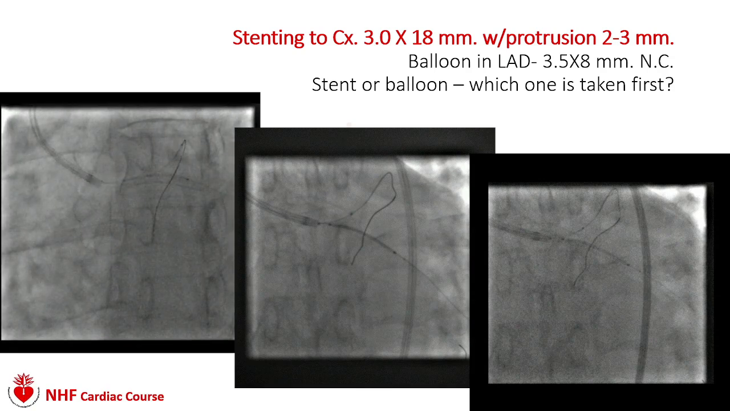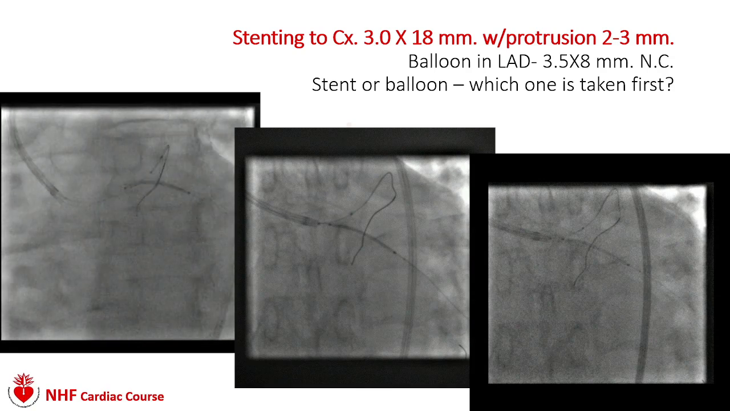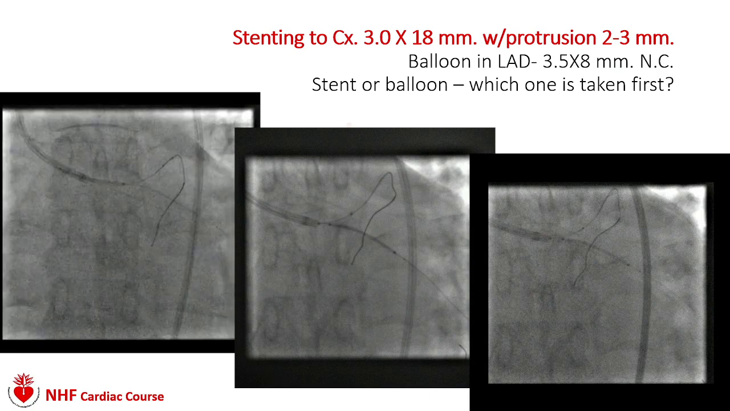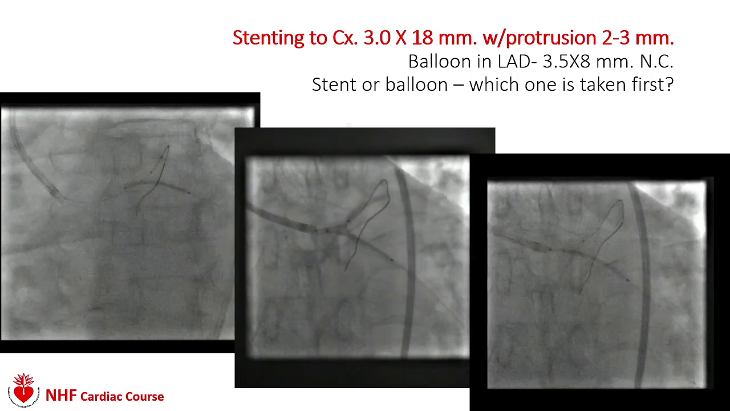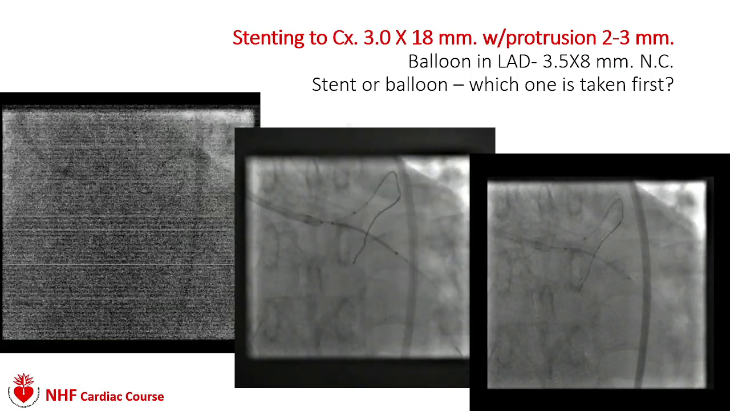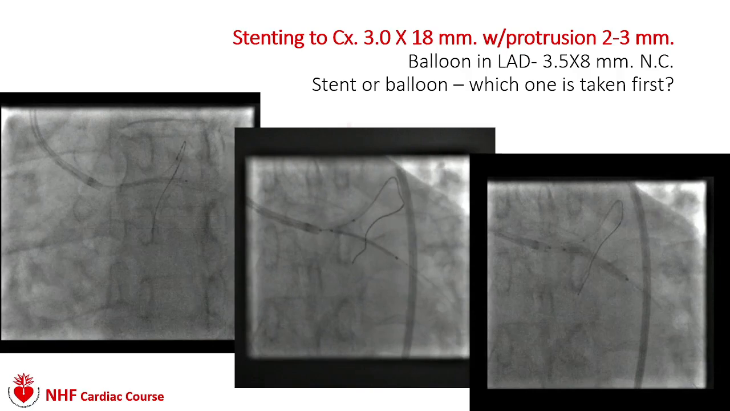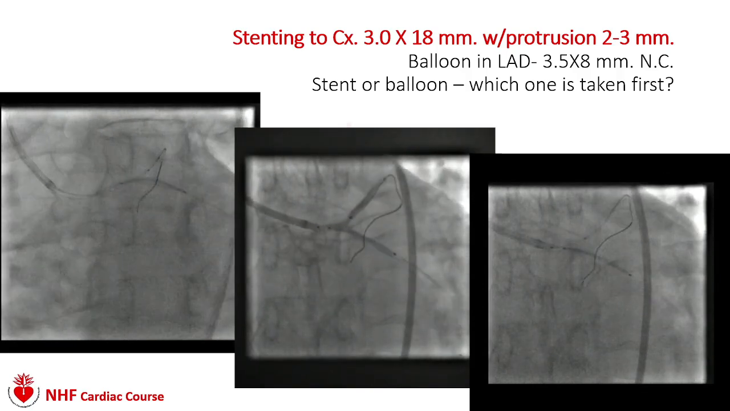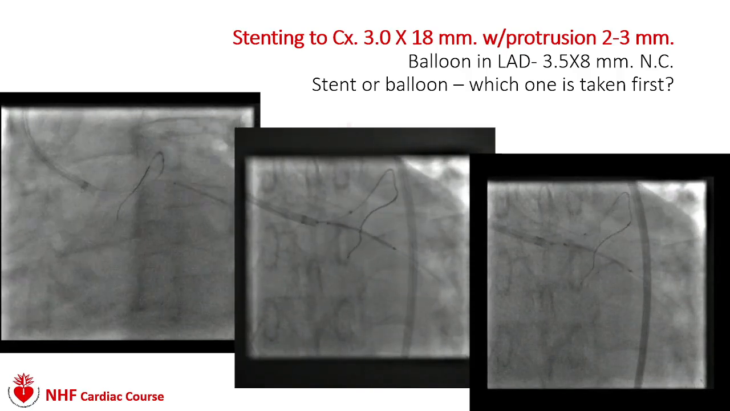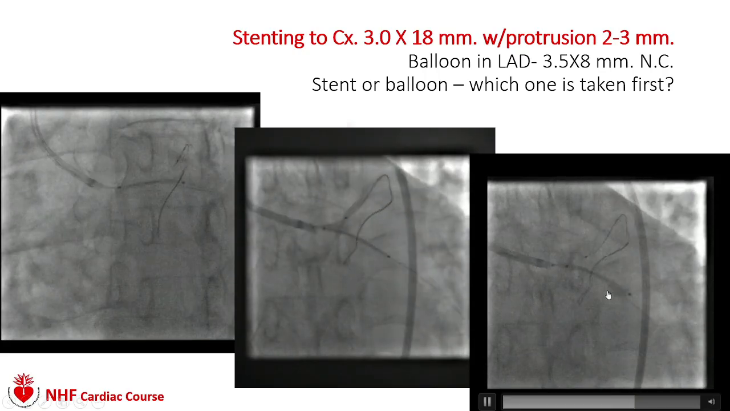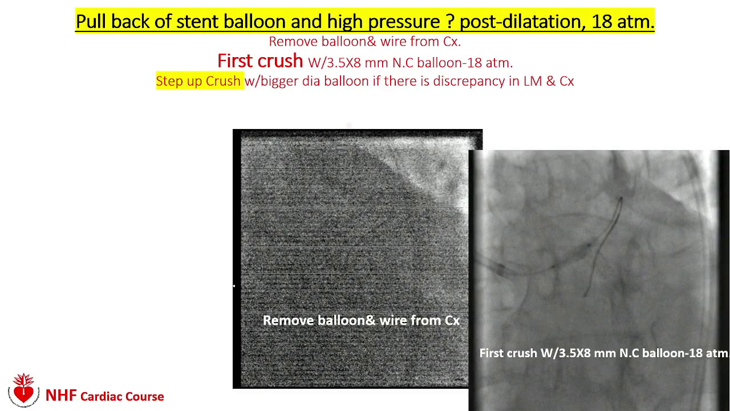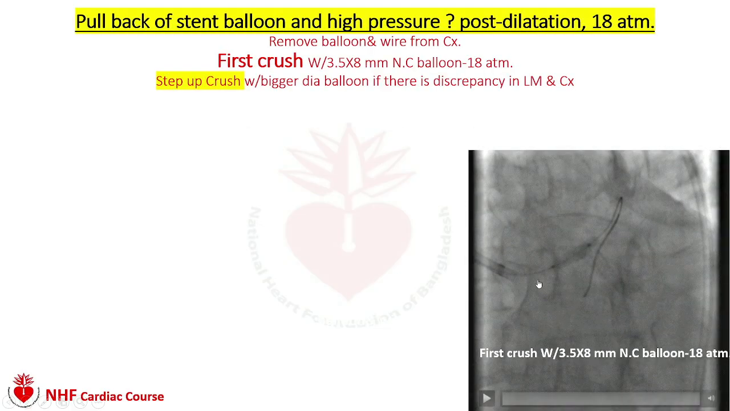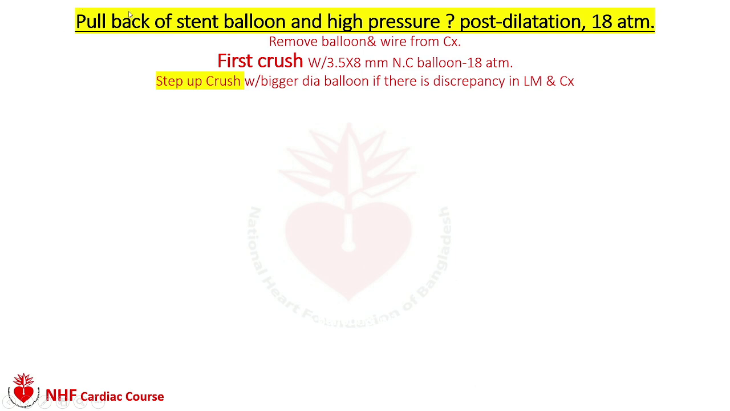So stenting to the circumflex was rapidly done with a 3 by 18 millimeter stent, with usually 2 to 3 millimeter protrusion, keeping a balloon in the LAD. That is important also. Otherwise, subsequently, you cannot take the balloon for crushing of the LCX stent. So this is the inflation. Then pullback of the stent balloon and high pressure inflation is done.